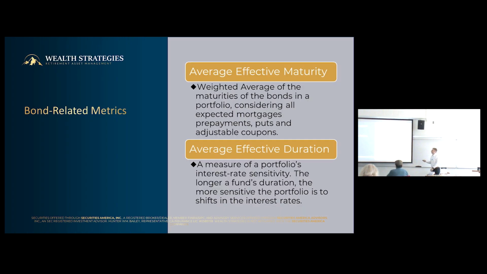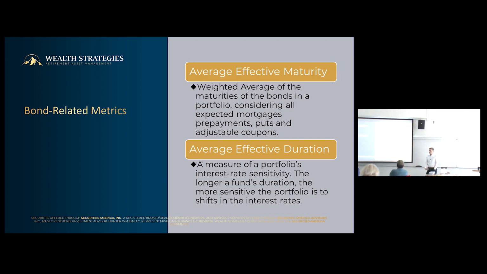So to tie up, we'll talk about a couple extra things that you might see on a Morningstar report and we use all the time. There's a couple of bond-related measures that we look at. First one being average effective maturity. This is a weighted average of the maturities of the bonds in the portfolio or fund, considering all fixed rate mortgages, mortgage prepayments, puts, and adjustable coupons. So anything that could lengthen or shorten the maturities is taken into account, and it calculates what the weighted average of all of that would be.